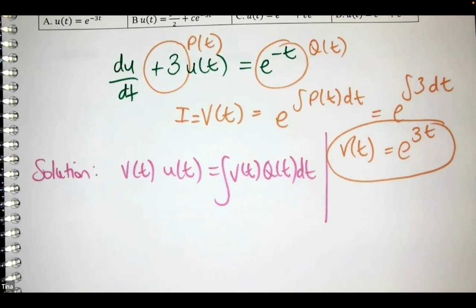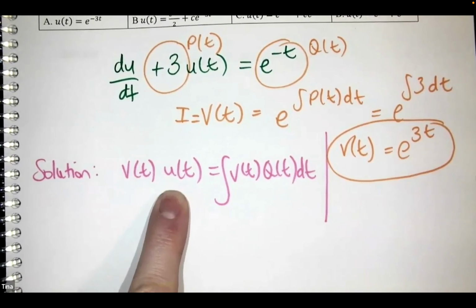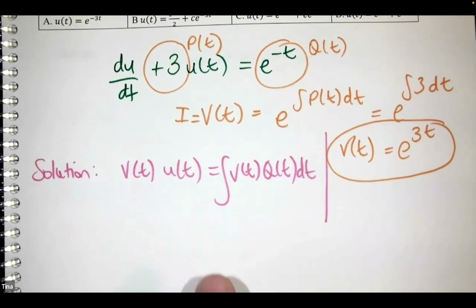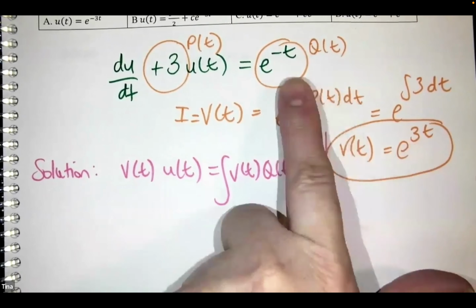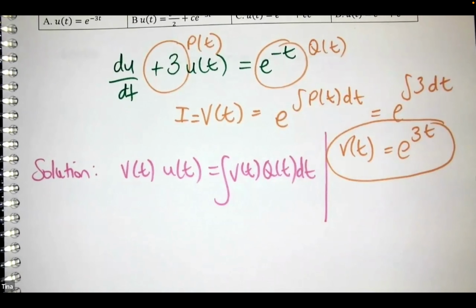All right, have a go at it. You've got your v of t. U of t is just u, just like it was y. Integral v of t is here, and you have your q of t. All right, go for it. And then I'll show you a hard one.